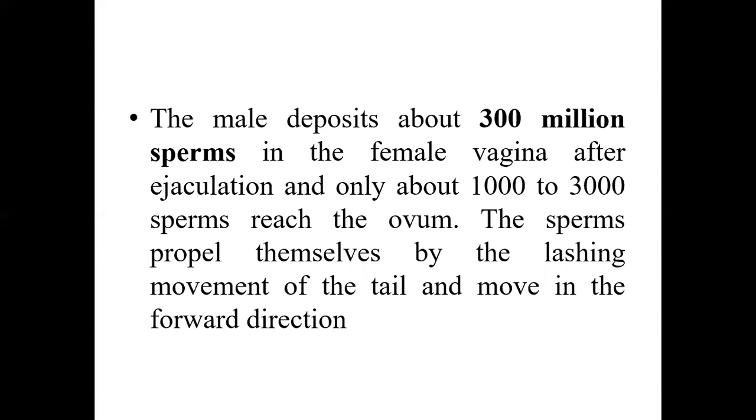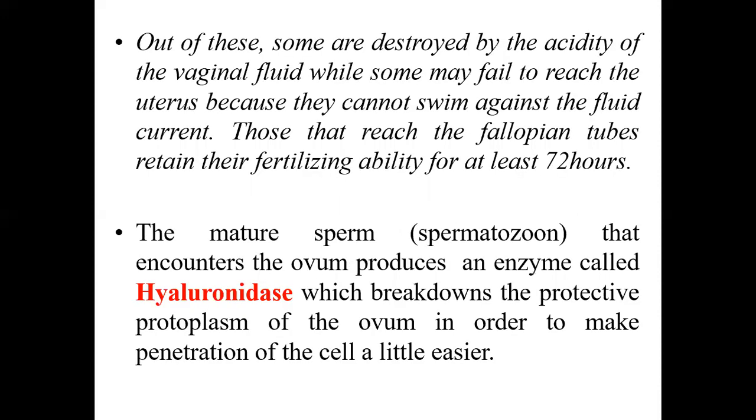Now, these sperms, usually they will propel themselves by the lashing movement of the tail, as it was demonstrated in the picture, and they will usually move in a forward direction, okay? Now, out of the 300 million sperms, a good number are destroyed by the acidity of the vaginal fluid.